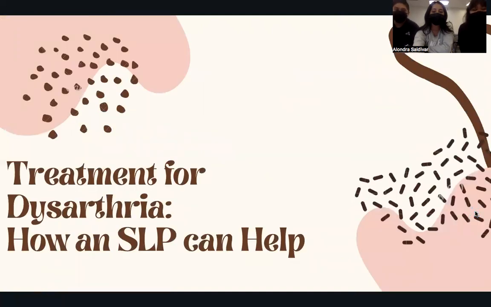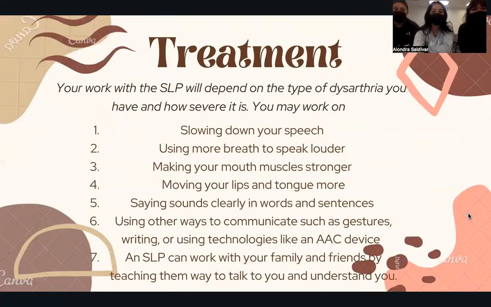Now moving on to treatment of dysarthria, as well as how an SLP can help. If you have dysarthria, you can often work with the SLP depending on the type of dysarthria you have and how severe it is. For example, you would be working on slowing down your speech, using more breath to speak louder, making your mouth muscles stronger, or moving your lips and tongue more.